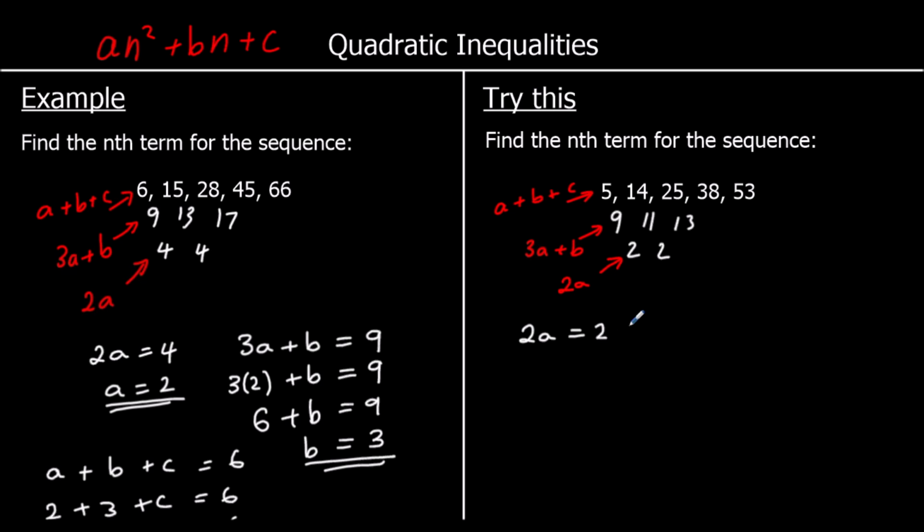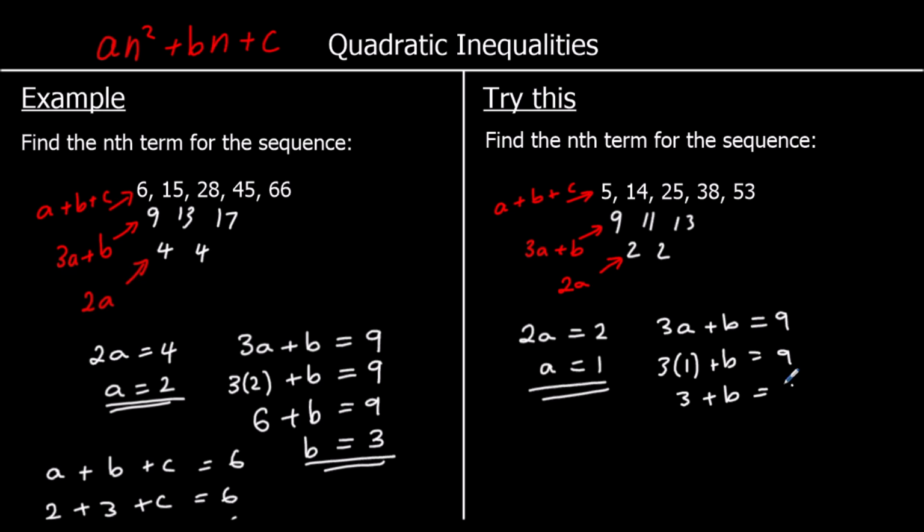2a equals 2. Divide both sides by 2. a must be 1. 3a plus b equals 9. And we know a is 1. So 3 1s plus b is equal to 9. 3 plus b is 9. b must be 6.